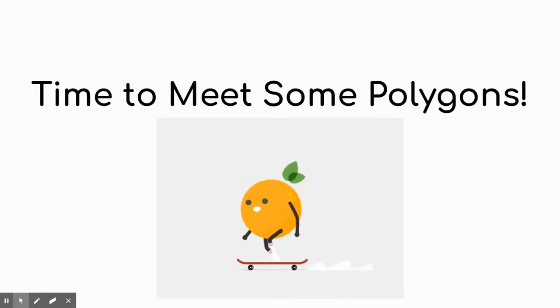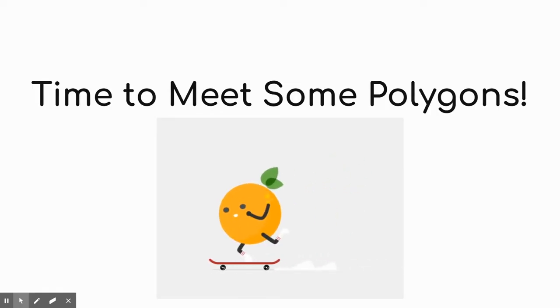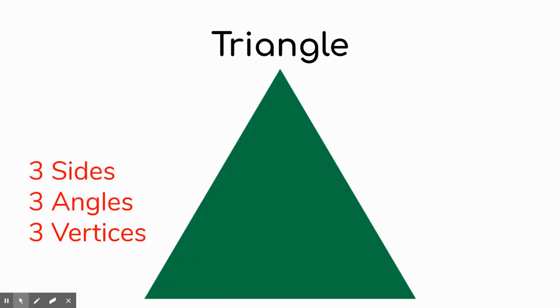So are you ready? It's time to finally meet some polygons. And our first one is the triangle, which should be a familiar shape. A triangle has three sides, three angles, and three vertices. And a vertice is where it's a corner. I'll show you some vertices. I'll explain that in a minute.